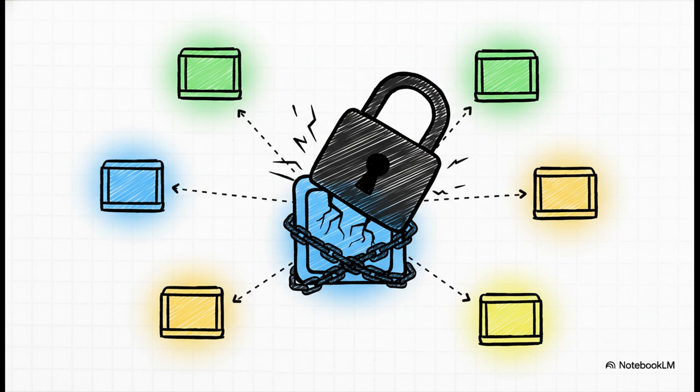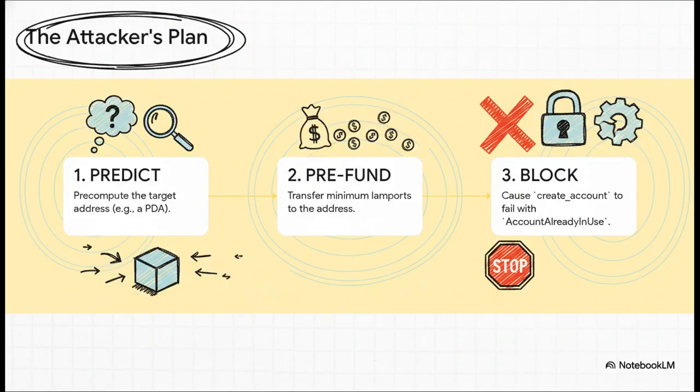So the attack we're talking about is a persistent denial of service, or DoS. But I want to be super clear here. We're not talking about your app being slow for a few minutes. We're talking about an attacker being able to permanently block a feature of your application from ever working again. It's like someone putting a permanent lock on a door you need to open. So how do they actually pull this off? You'd think it would be some complex hack, but it's shockingly simple.